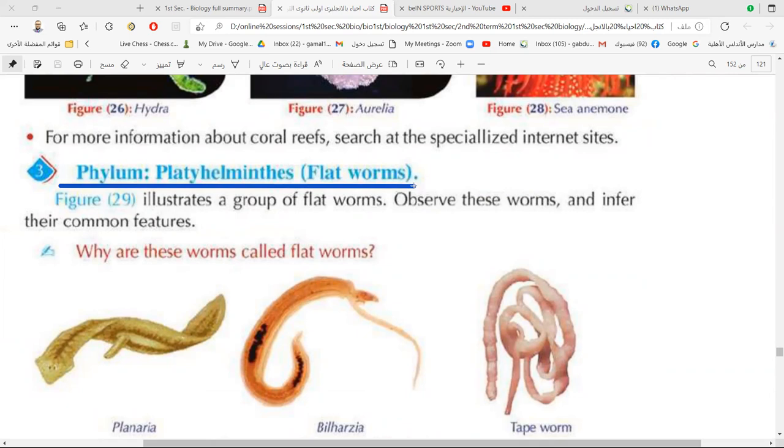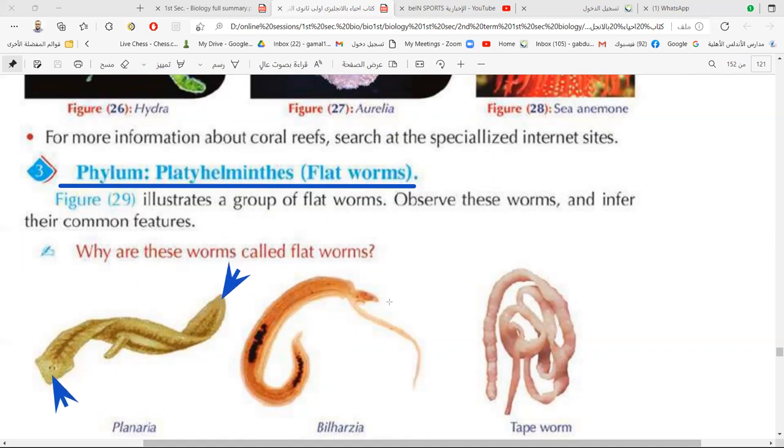Platyhelminthes are worms which are flat, and their body is flat and they have something like a head. They have a front and a back of the body. This is, for example, Planaria. It has a front, the head, and the back here.